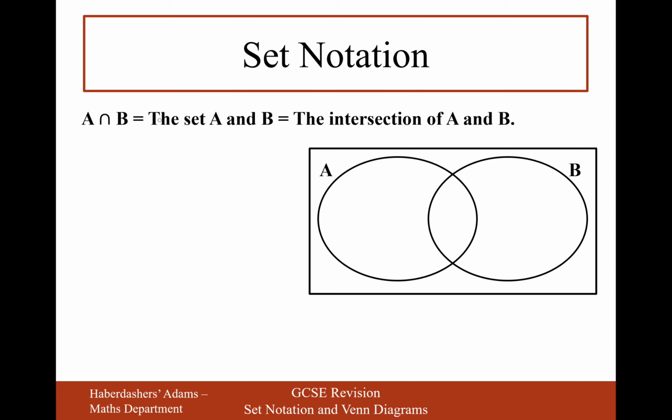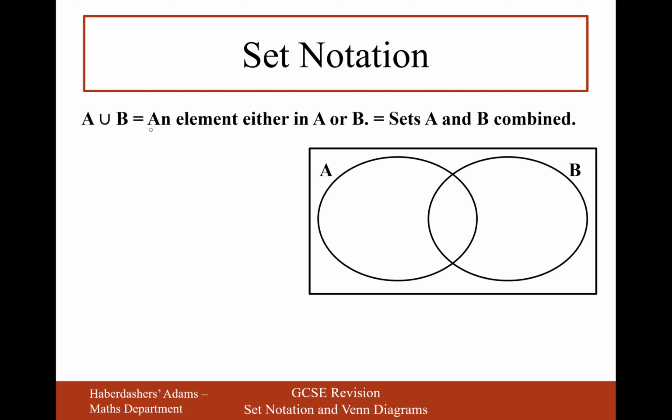A and B: if we're looking for the set A and the set B, in other words the intersection of sets A and B, that would be every element that belongs in this intersection part. Any numbers or letters that appear in here will belong to the sets A and B, or the intersection of A and B.